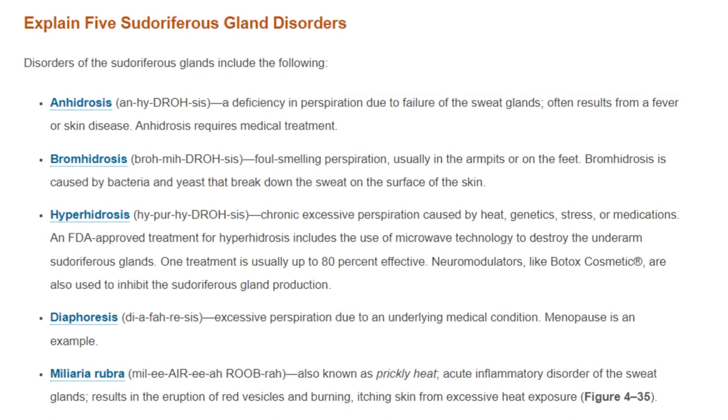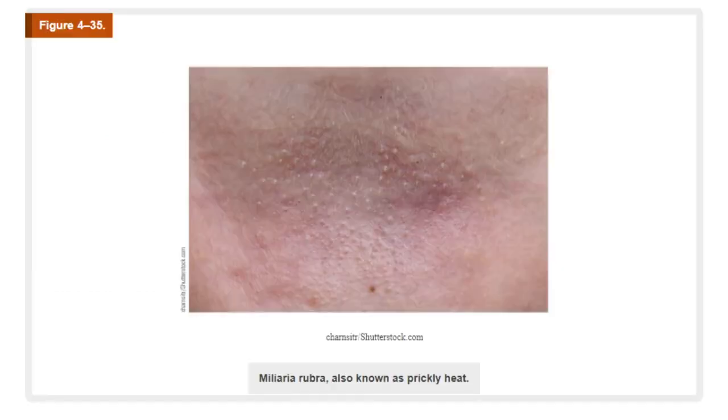Diaphoresis, excessive perspiration due to an underlying medical condition. Menopause is an example. Miliaria rubra, also known as prickly heat, is an acute inflammatory disorder of the sweat glands that results in the eruption of red vesicles and burning, itching skin from excessive heat exposure, figure 4:35.